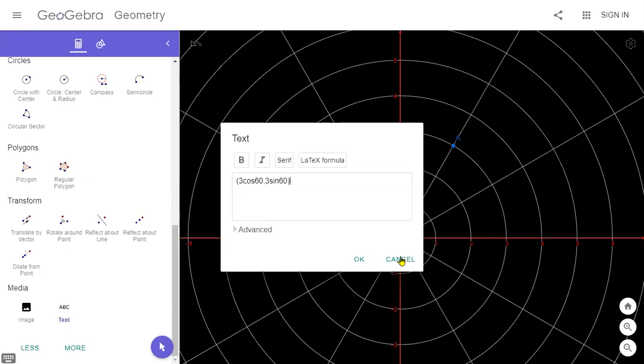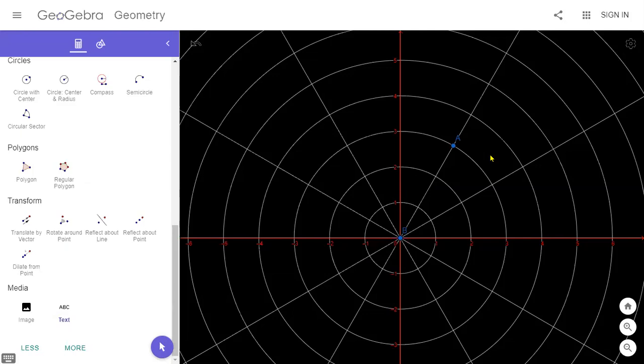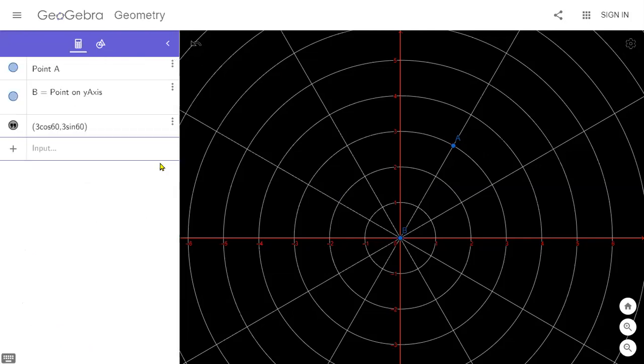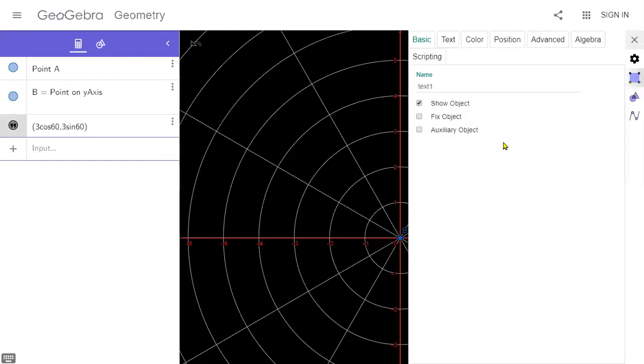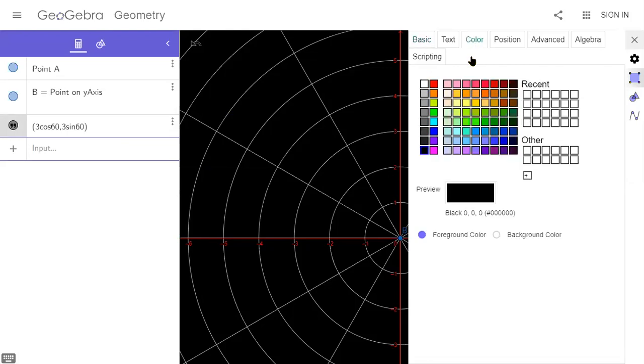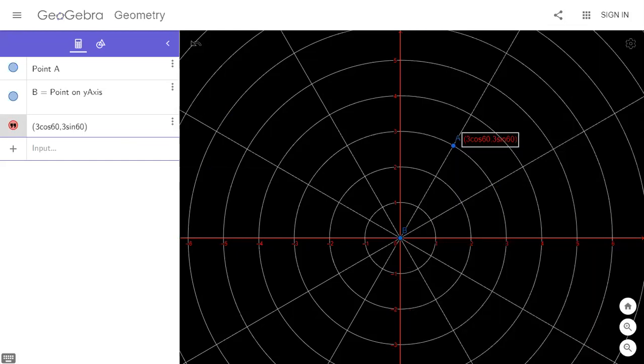Here the text is not visible. Let me change the color of this text. Here the background is black and the text color is also black, I think. So let me change the color of this text into red.